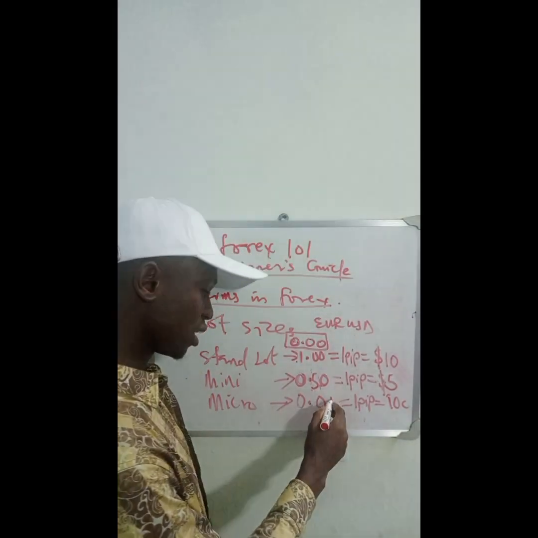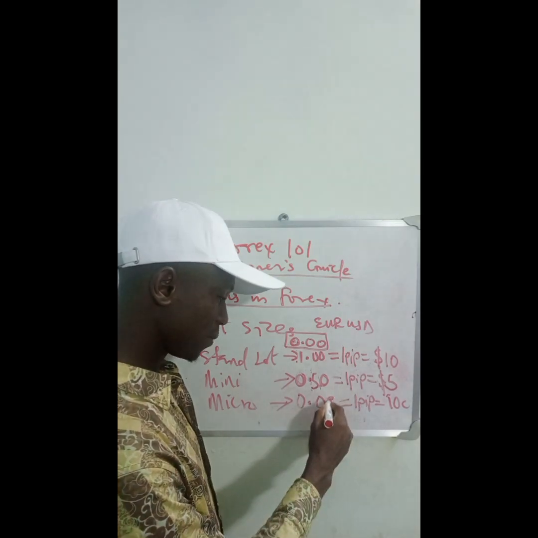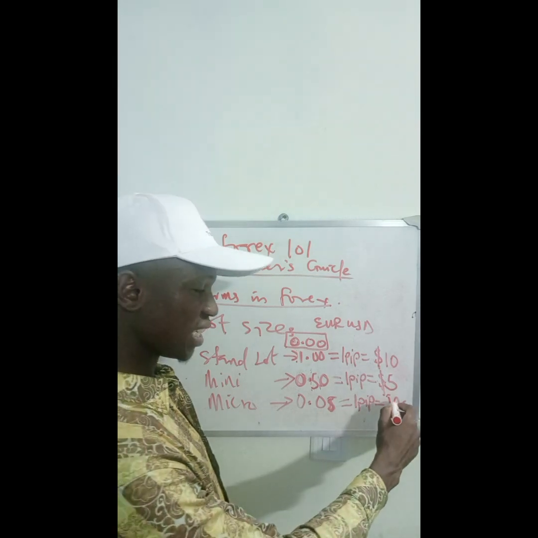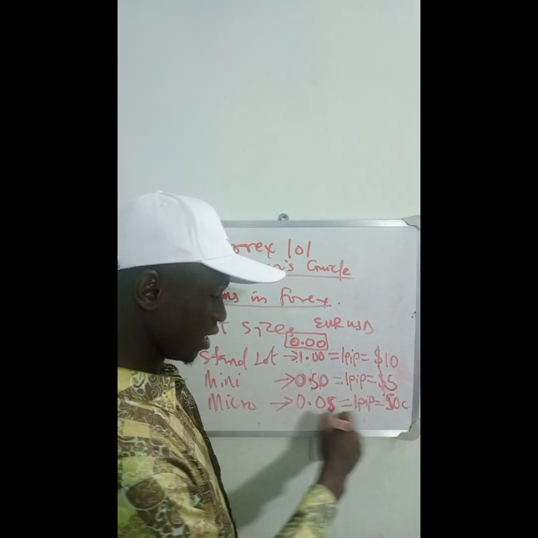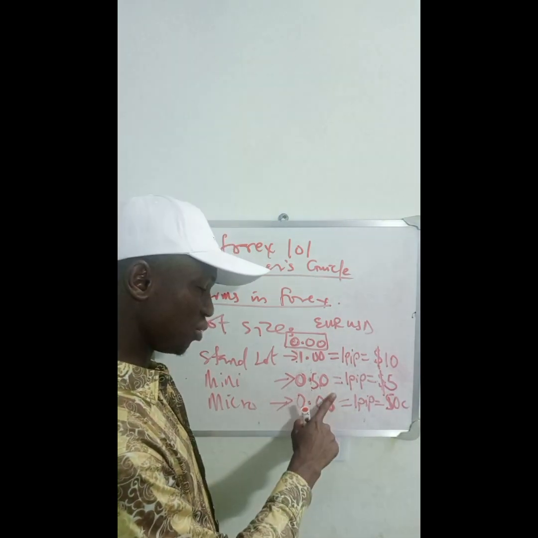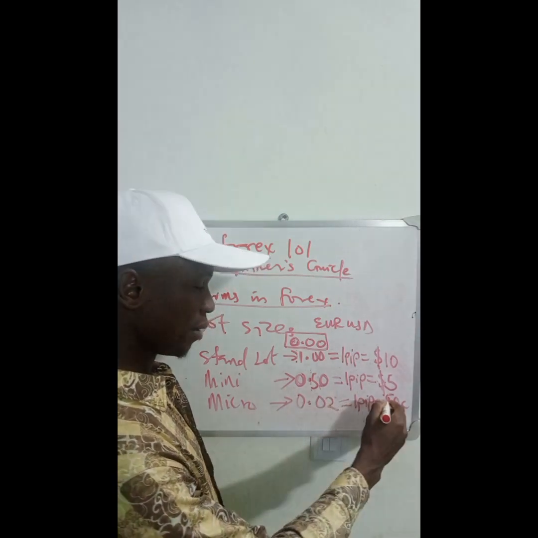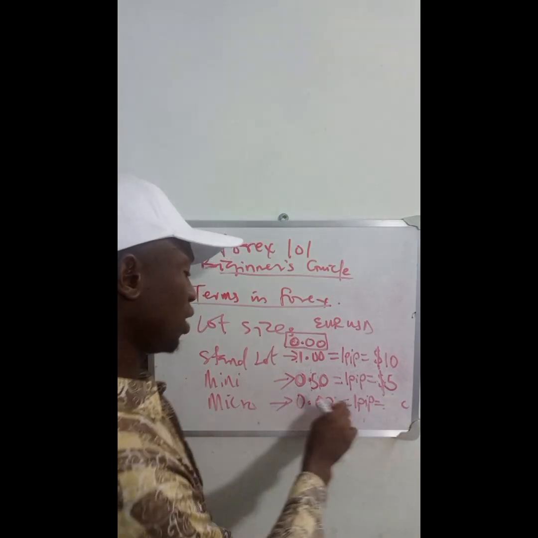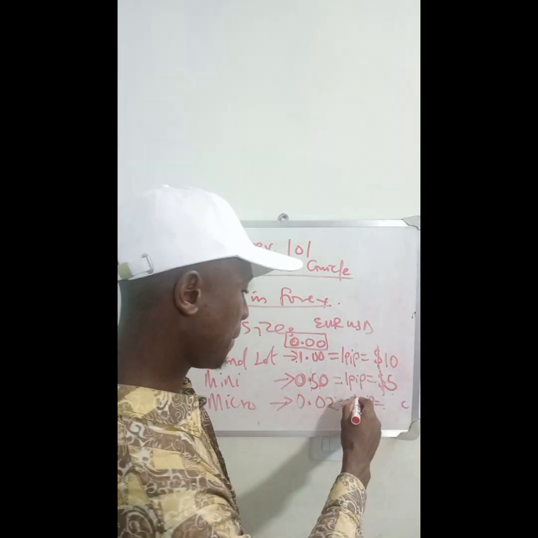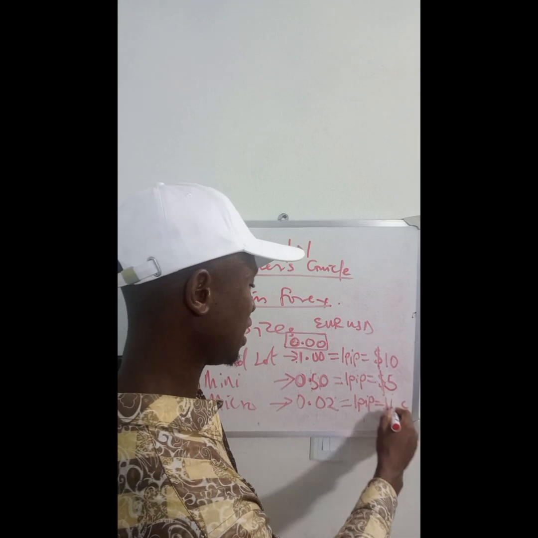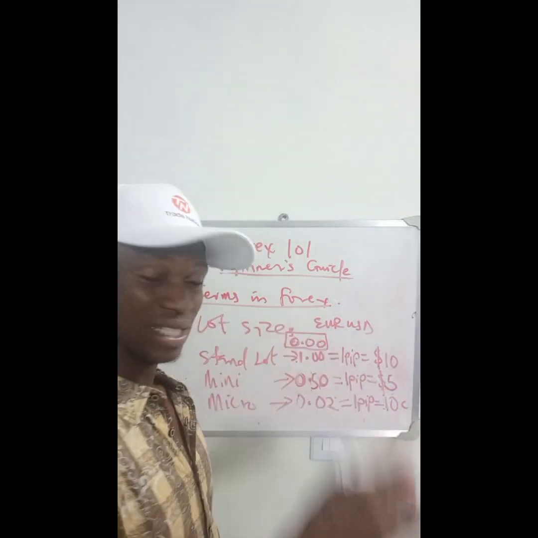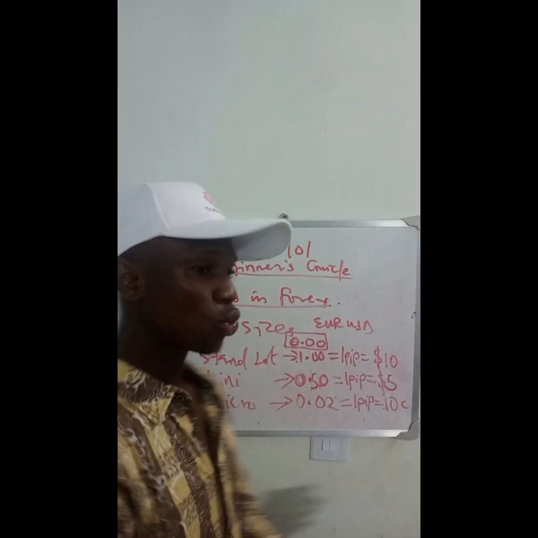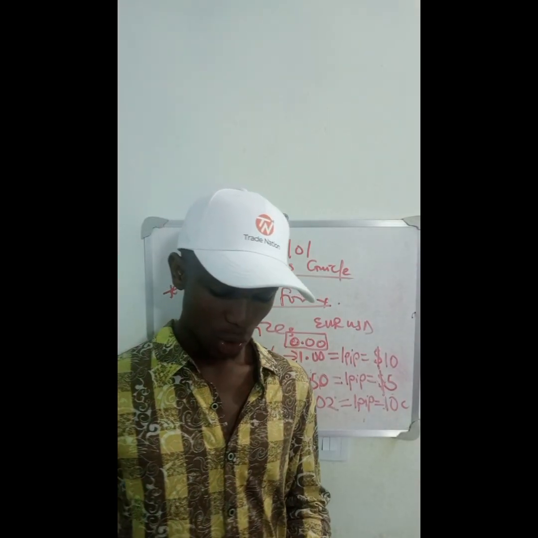So if you increase this to 5, you are saying you want 50 cents. If you reduce it to 2, you are saying let it be 20 cents. Do you get that? Like that, like that. So here 1 pip is 10 cents. We need 100 cents to give you $1. You can see it depends on how much you want to stake. That's what lot size is all about.